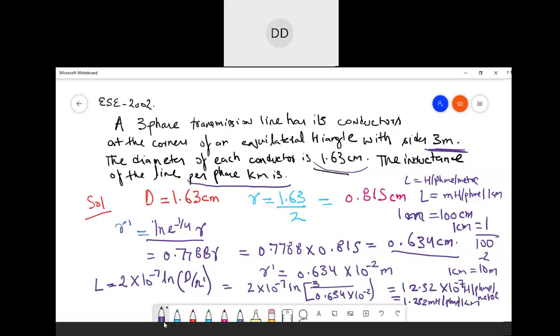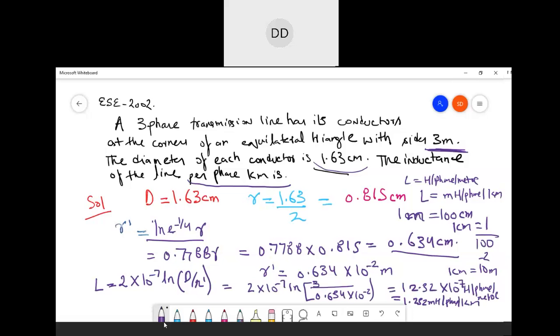So in terms of kilometers, if you have to express this, this is in henries, and millihenries means again you have to multiply this. Since 1000 meters is equal to 1 kilometer, and 1000 millihenries is equal to 1 henry, you have to multiply this with 10 power 6. So when you multiply with 10 power 6, 10 power 6 and 10 power minus 7 leaves 10 power minus 1. That 10 power minus 1 means 12.32 divided by 10. So it is 1.232 millihenry per phase per kilometer. That was the explanation for this.